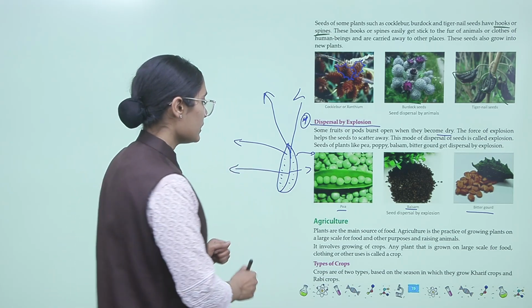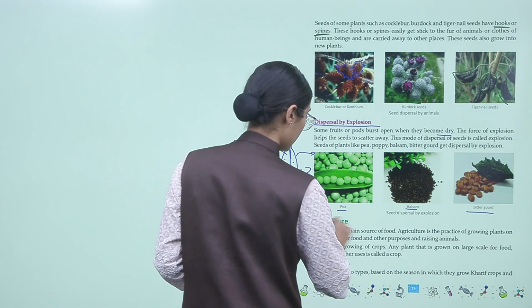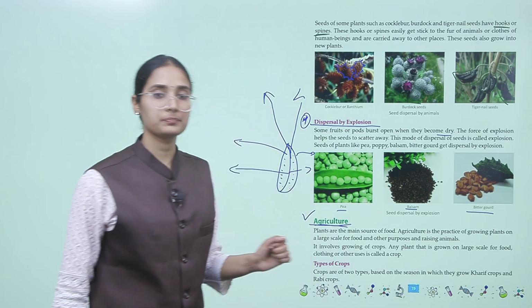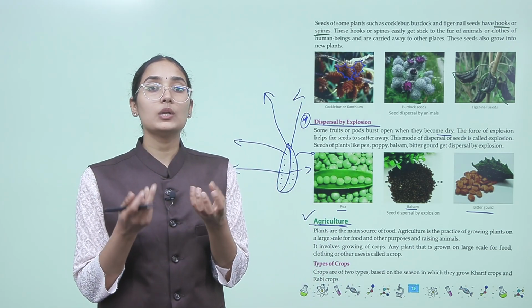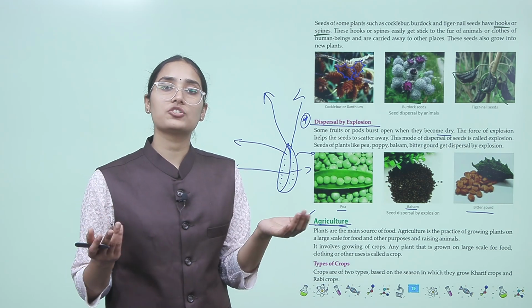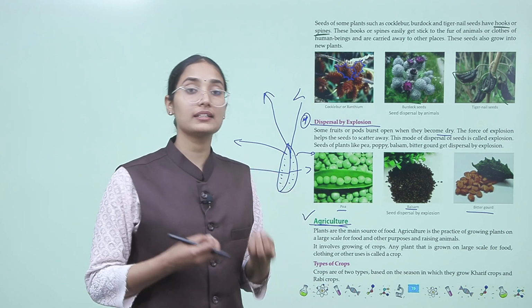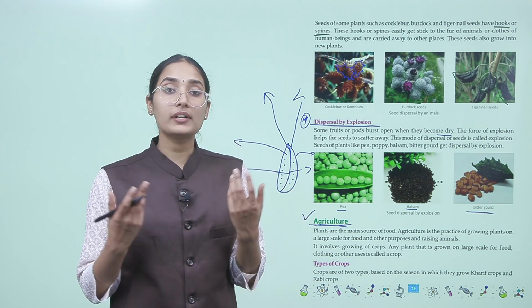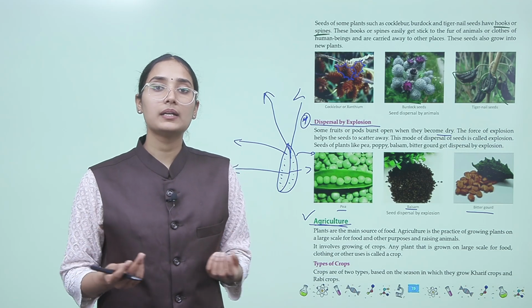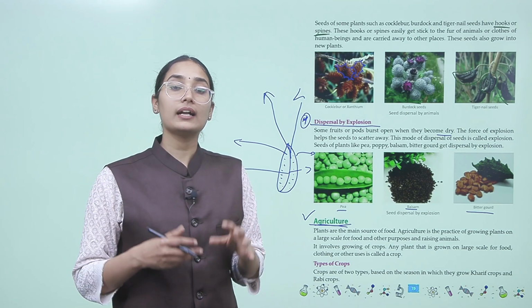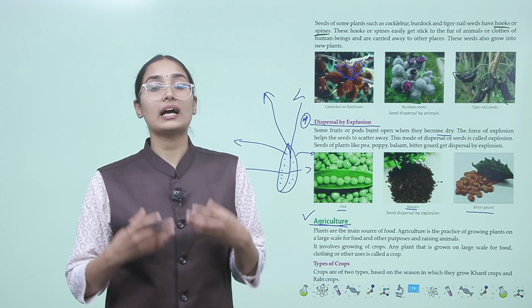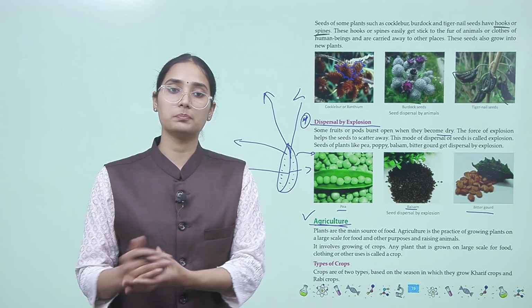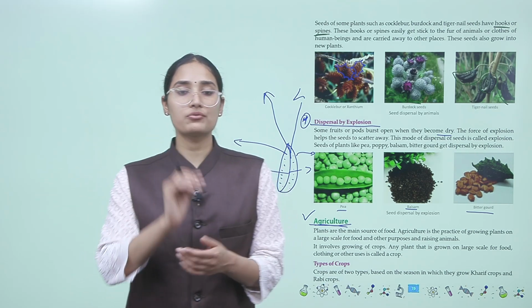Now, let's get to our next topic, which is agriculture, right? So, now these plants are also used in agriculture. They are basically the main thing that is important for agriculture. Why? Because this is the thing that the farmer puts into the soil, and this is the thing that we actually get nourishment from. So, plants are the main source of food.